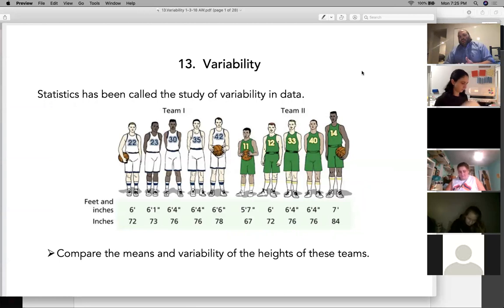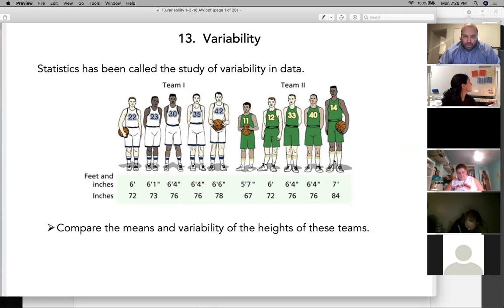Statistics has often been called the study of variability in data. Okay, if all data was exactly the same, you wouldn't need stats. The whole point of statistics is that data is not always the same, and yet we want to understand overall trends and patterns from the data that we get. So let's take a look at these. We have 2 basketball teams here. We have team 1 on the left playing versus team 2 on the right. And as you can see, the heights of each player is, of course, different. They all have different heights.